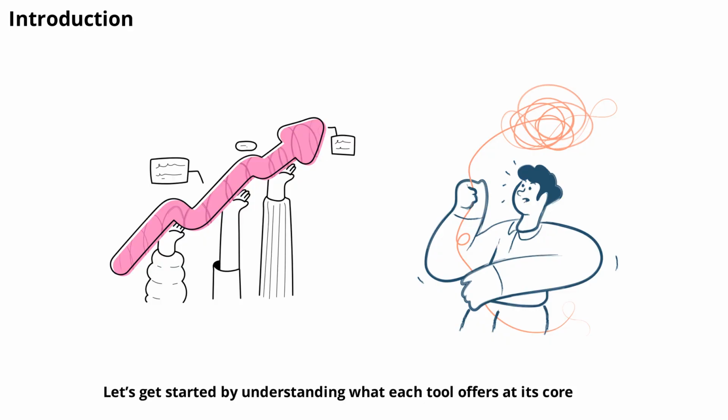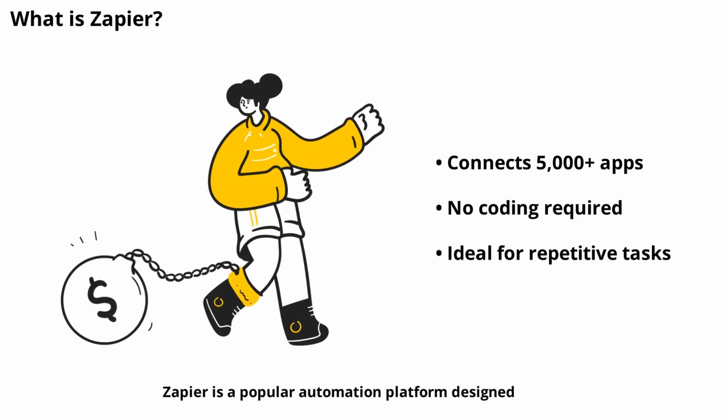Let's get started by understanding what each tool offers at its core. Zapier is a popular automation platform designed to connect a wide range of web applications. It allows users to create automated workflows, known as zaps, that move data between apps without manual intervention. For finance teams, this means automating repetitive tasks like invoice processing, data entry, and report generation.